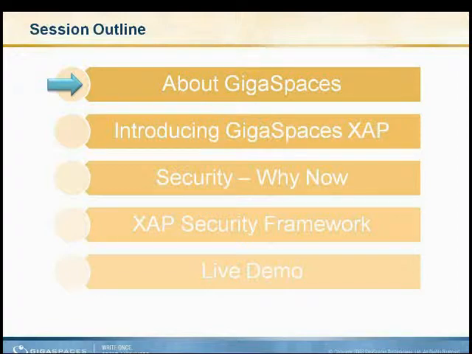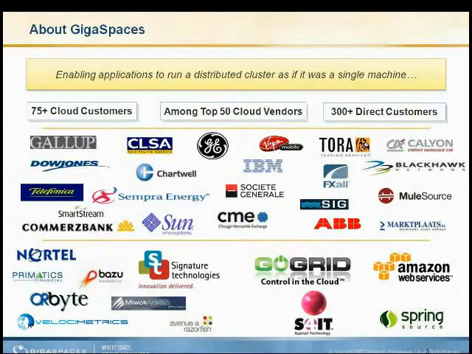A few words about GigaSpaces for those of you that don't know it well. GigaSpaces is a leading provider of a grid-based application server, enabling applications to run on a distributed cluster as if they were a single machine, and basically bringing the power of the grid to users. We have more than 300 direct customers, out of which more than 75 are using GigaSpaces on cloud environments such as EC2. We're considered to be among the top 50 cloud vendors in the industry. Gartner actually sees us as a leading provider of XTP and cloud-enabled application servers.